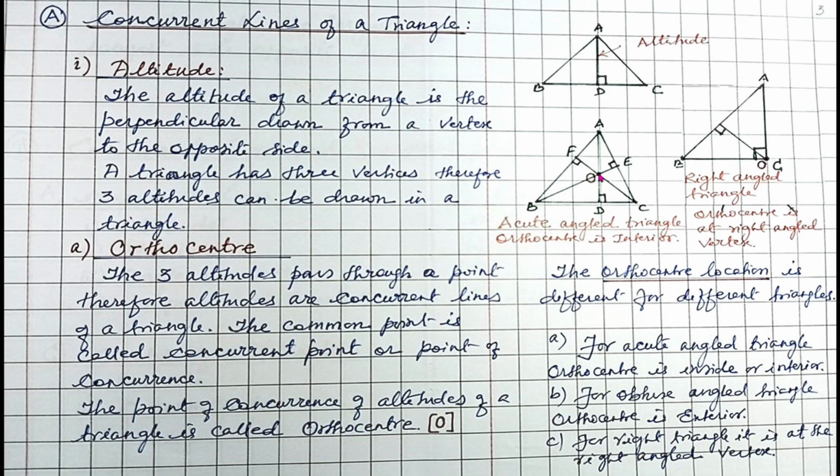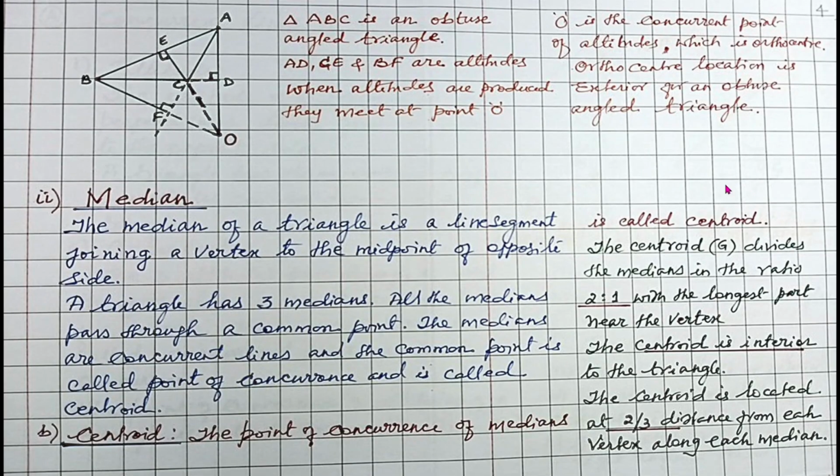And therefore the point of concurrency or the concurrent point of altitudes is known as the orthocenter, and it is represented by O. So therefore remember, the orthocenter is the concurrent point of altitudes or point of concurrency of altitudes. Remember that. And the position of the orthocenter is different for different triangles. For an acute angle triangle, the orthocenter is inside. For a right angle triangle, it is at the right angled vertex. Remember that. And for an obtuse angle triangle, it is outside the triangle.